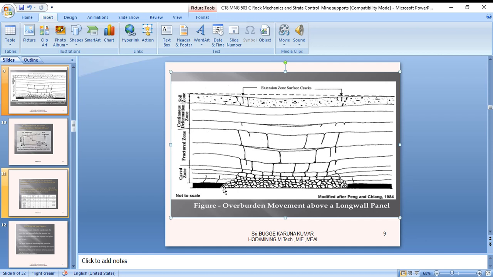So with the opening and longwall overburden movement, this is a highly disturbed area because most of the cracks are happening. Further above that zone is the fractured zone and also the deformation zone. This is the extension zone at the surface, at a depth of below 50 meters. Some cracks will extend to the surface also. That is called subsidence. You can easily observe this by seeing the figure.